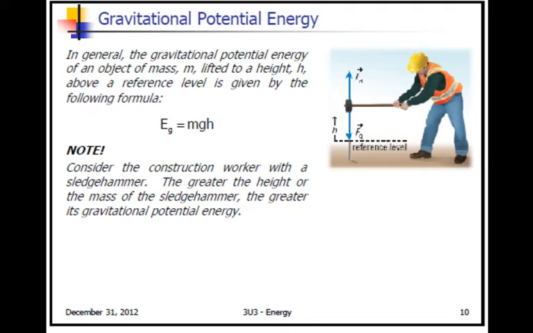Here we have a construction worker with a sledgehammer. A sledgehammer has a lot of mass compared to other types of hammers to allow for more work to be done when it is struck. The higher the sledgehammer is raised, the more gravitational potential energy it has because it can gain more kinetic energy as it starts to fall down.